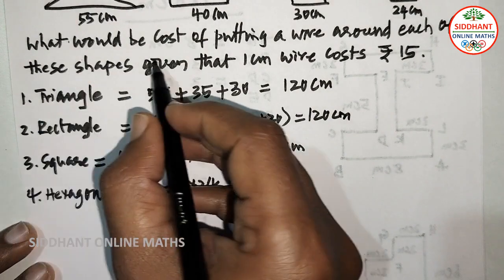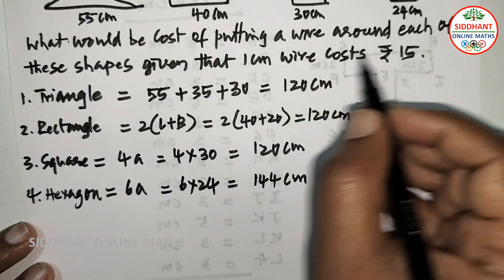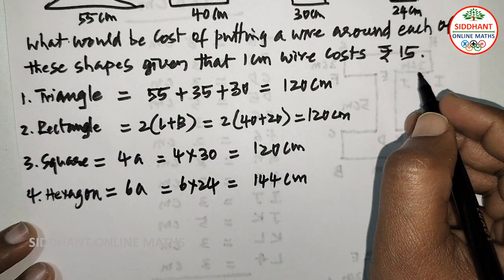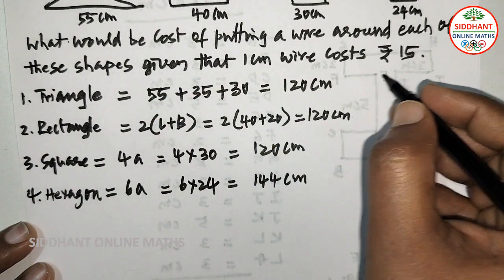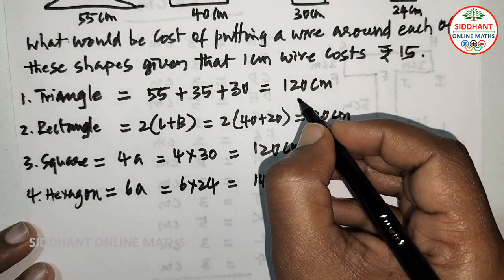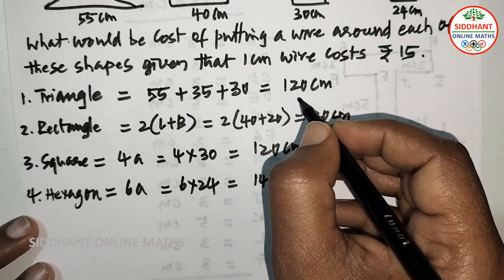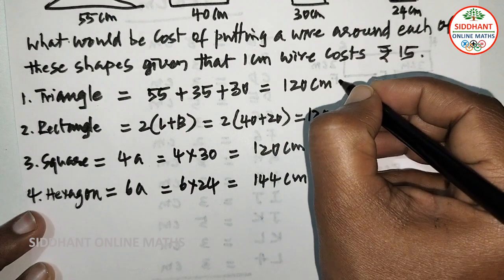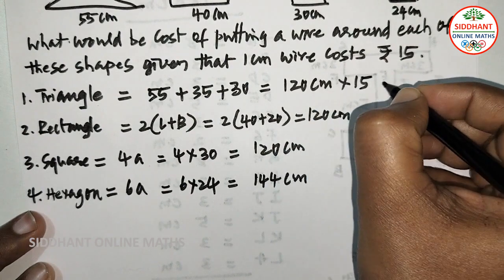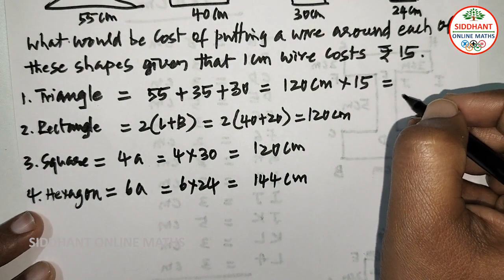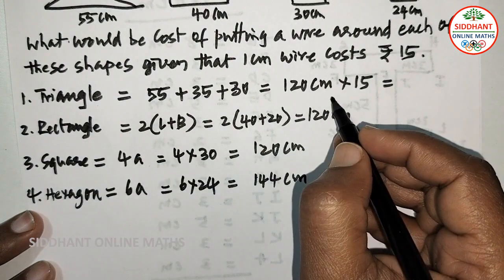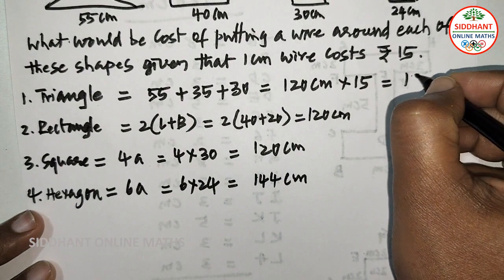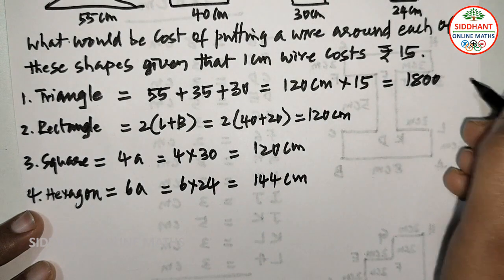Next question, what could be the cost of putting a wire around each of these shapes, given that 1 centimeter of wire costs rupees 15? So 1 centimeter wire costs 15 rupees. Then what could be the cost of 120 centimeters? We are going to find out. That means we multiply 120 into 15, then we will get the cost of the wire. That means 120 centimeters into 15. Then we get here 1800 rupees.